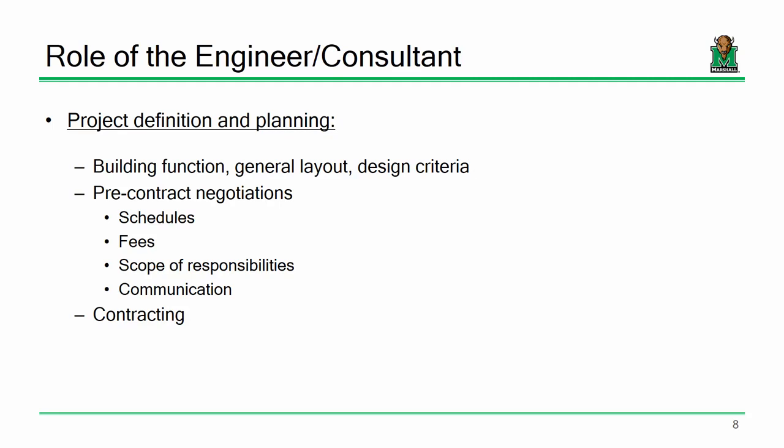You'll start off by just making sure you have a pretty good definition of the project. What's the function of the building? Its general layout. What are you designing it for? We'll talk about things later on like risk categories. What are the environmental loads you need to consider, et cetera, et cetera.